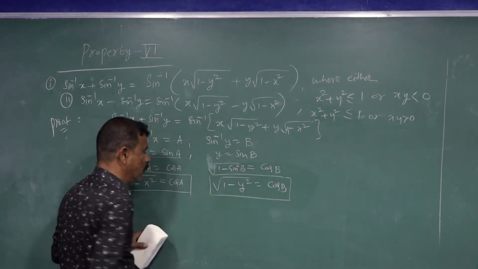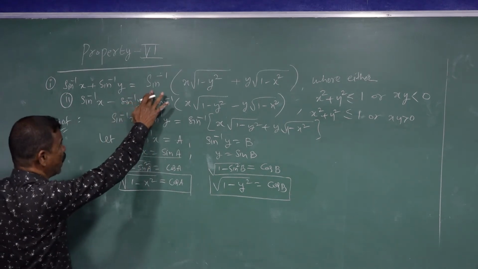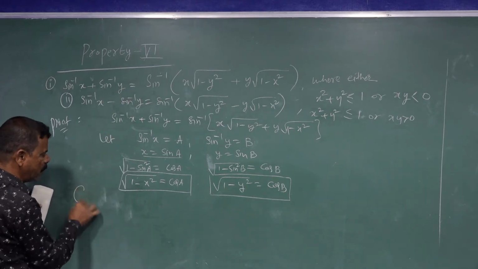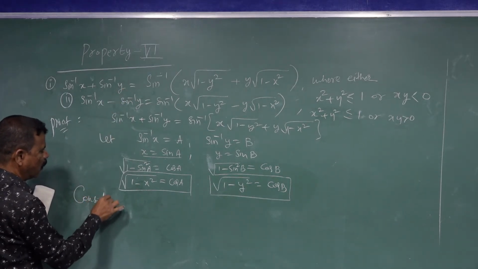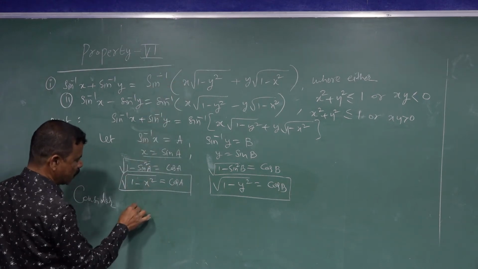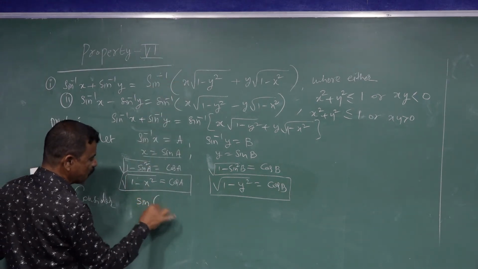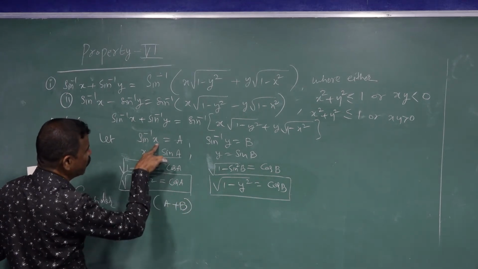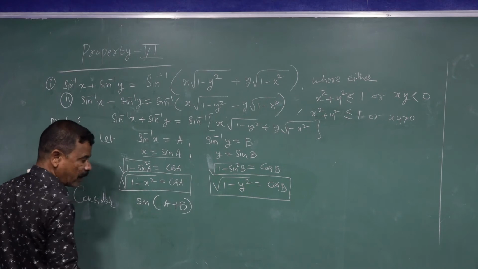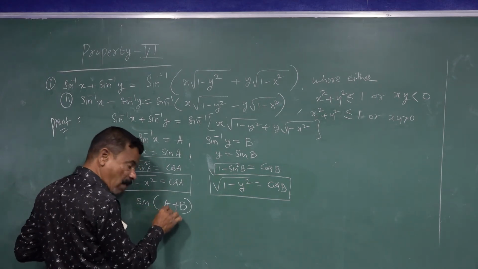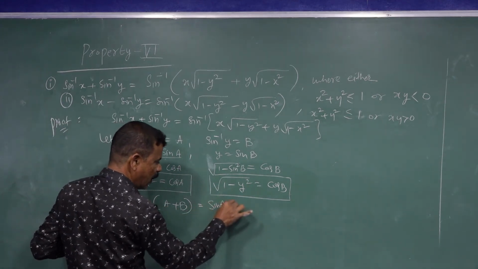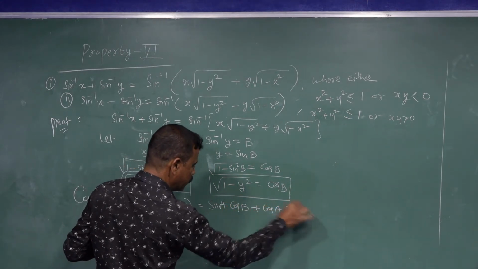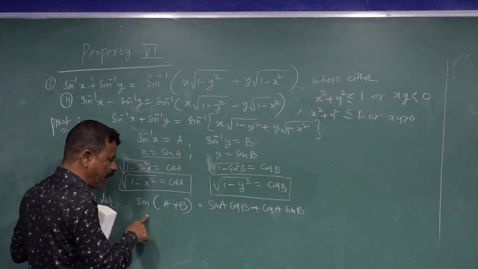This is the second. So on the right side also we have sin inverse x plus sin inverse y. Consider the sin of A plus B, where A is sin inverse x and B is sin inverse y. Here consider the sin A plus B formula: sin A cos B plus cos A sin B. This is the trigonometric formula for sin A plus B.